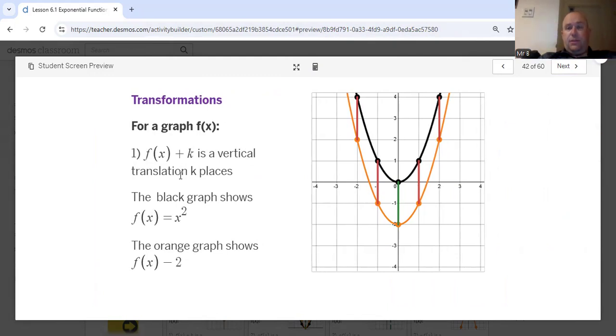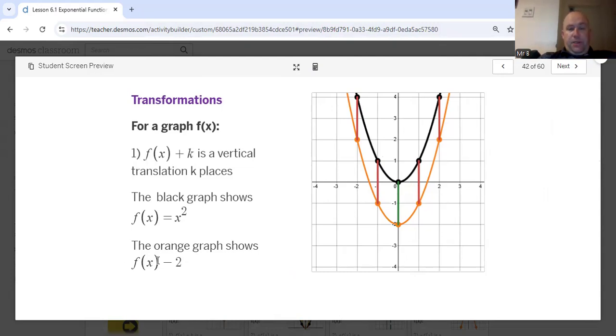You've got to say vertical translation, up 3 squares, or up 3 units, whichever one you prefer. So for this graph here, f of x is the original graph. So black is the x squared, and then orange is the transformation graph. So the lines on here are just to show you that for every point, hopefully you can see the orange graph is 2 spaces lower, or 2 units lower than the black graph. And for that reason, we will put a -2 at the end of our question.